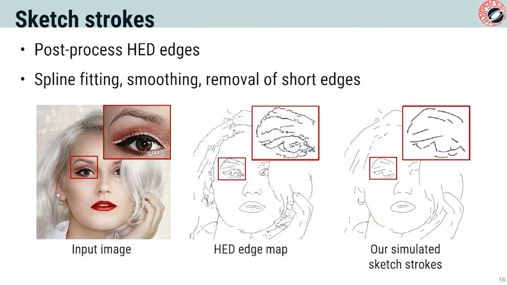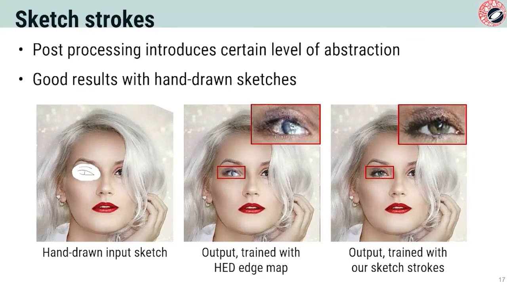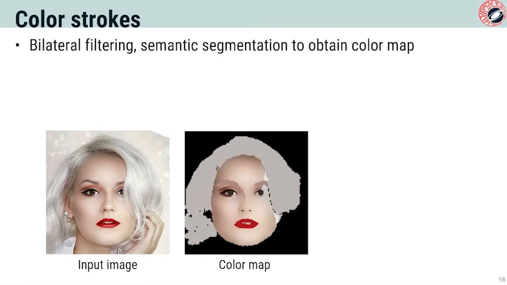So to address this issue, we introduced a post-processing step of these HED edges where we fit splines to those edges, smooth them, and also remove short edges below a threshold. And an example of the resulting simulated sketch strokes is shown on the right here. Now, this approach introduces a certain level of abstraction and approximation, which leads to better generalization to hand-drawn inputs. Here we compare the results of our network trained using the raw HED edges in the middle and using our sketch strokes on the right. And you can see that this leads to a clear improvement in the zoomed-in area around the eye here.